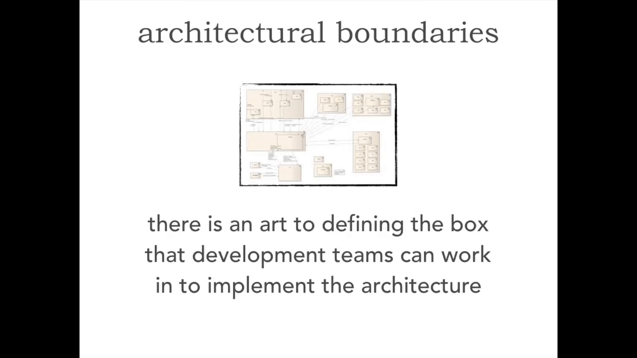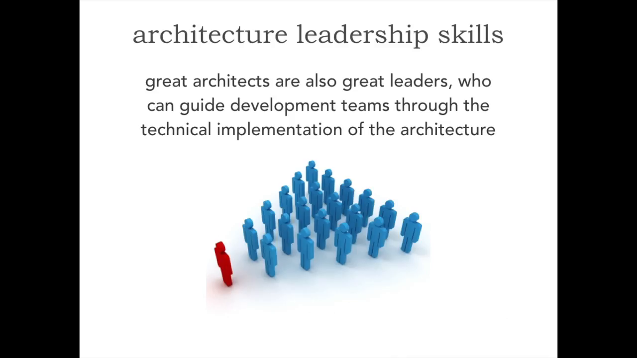We'll then move on to another soft skill, which is defining those boundaries in which a development team can work in. And in this section, we'll also explore how to maintain hands-on coding while still being an architect. After this, we'll look at a couple of other soft skills. The first of those is negotiation, and then, of course, leadership, something an architect absolutely has to have.